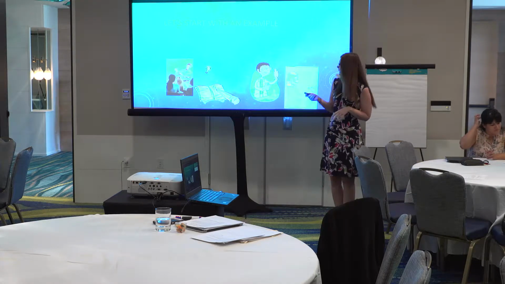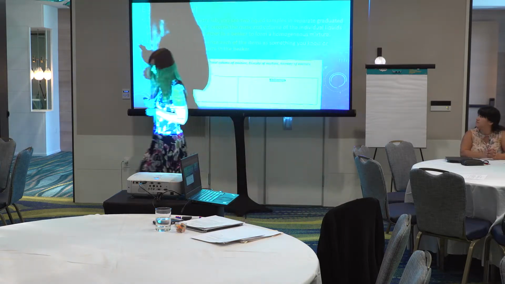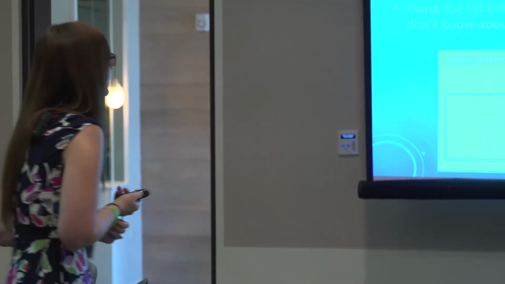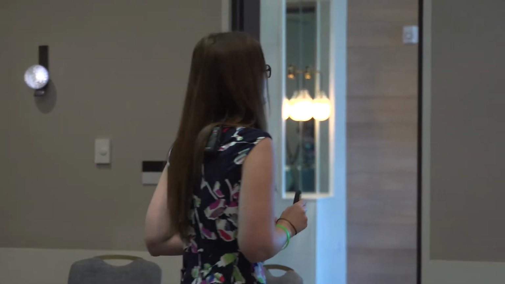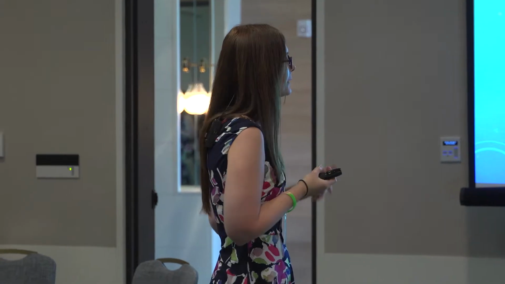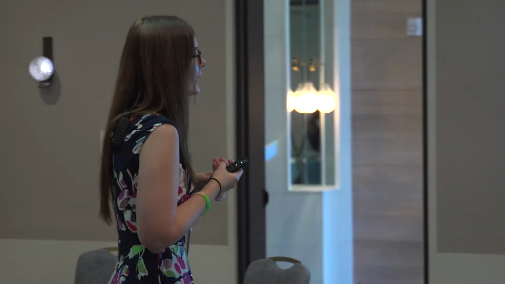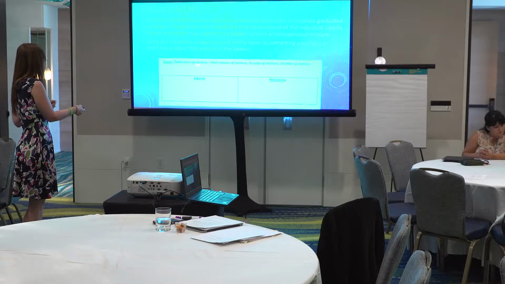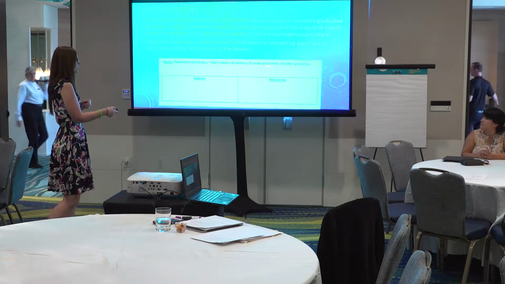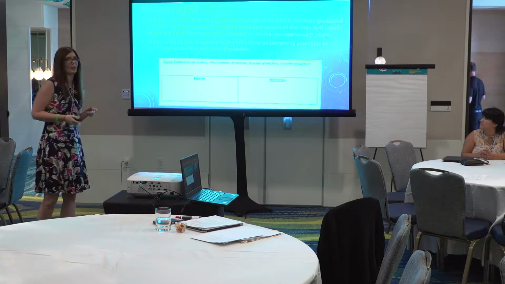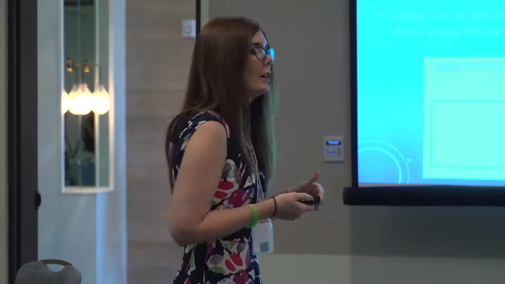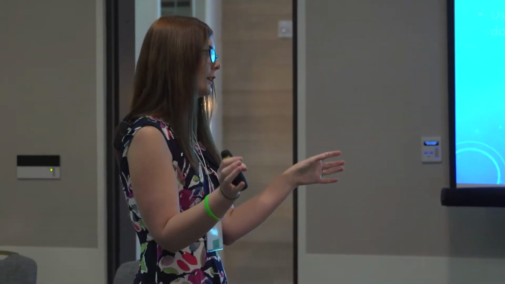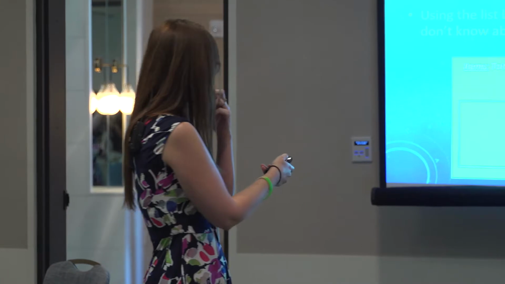So imagine now that you are a chemistry student and you're walking into a chemistry lab and you see two liquid samples in graduated cylinders, and your lab partner takes the mass and the volume of the individual liquids before mixing the two together in a beaker to form a homogeneous mixture. What I want you and your partner to do right now is to categorize these things: the mass of the mixture, the volume of the mixture, the density of the mixture, the identity of the mixture, into whether or not you think you would know that or not know that. So you're walking in, you have two different liquids. Once you mix them together, what do you know and what do you not know of those things?